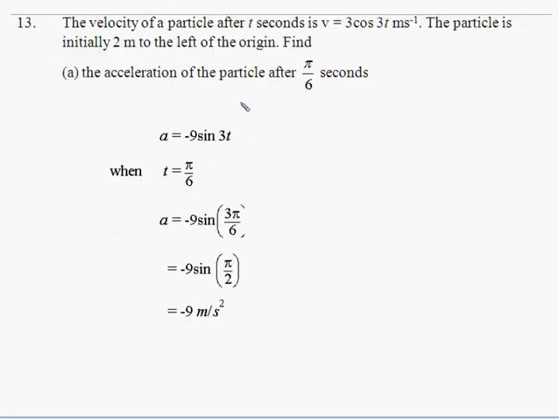In question 13, we've got a velocity of a particle given as 3 cos 3t. The particle is initially 2 meters to the left of the origin, so t equals 0, x would be equal to minus 2. So what's the acceleration after pi on 6 seconds? So we differentiate velocity, minus 9 sine of 3t, and substitute pi on 6 and get minus 9 meters per second squared.